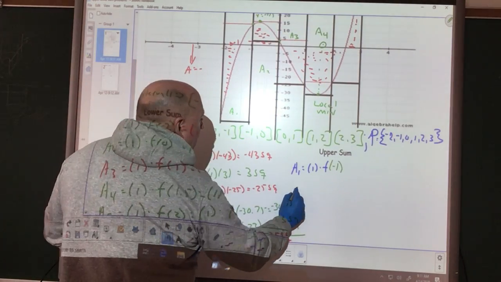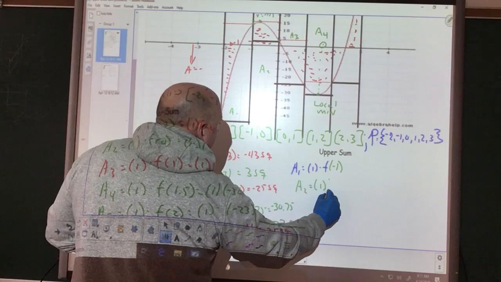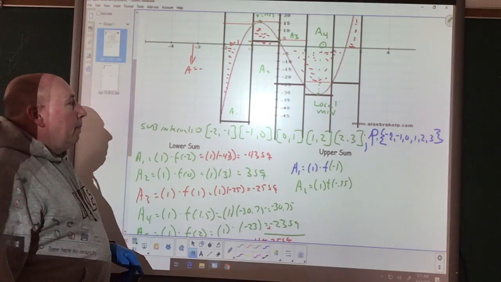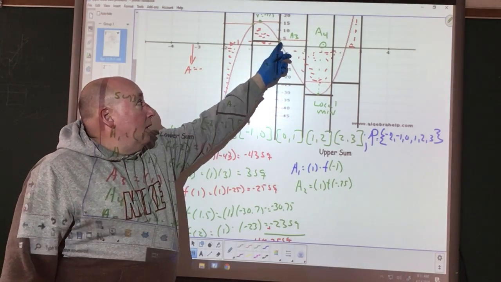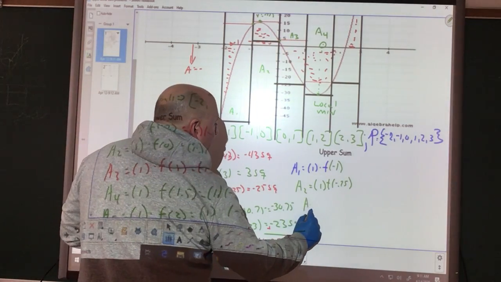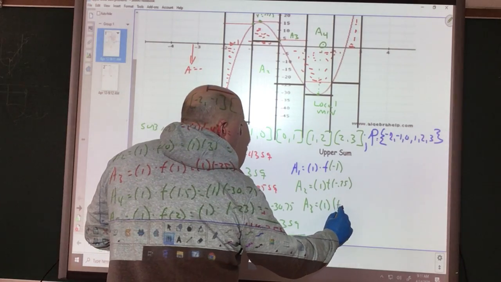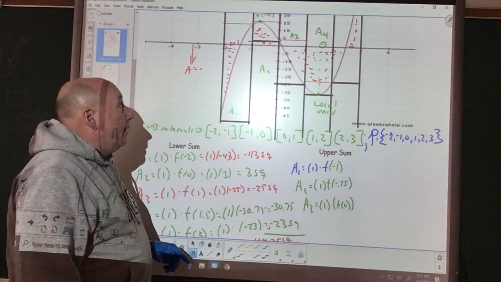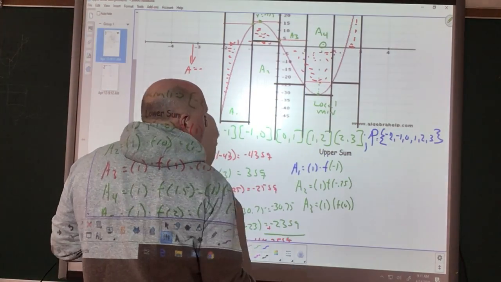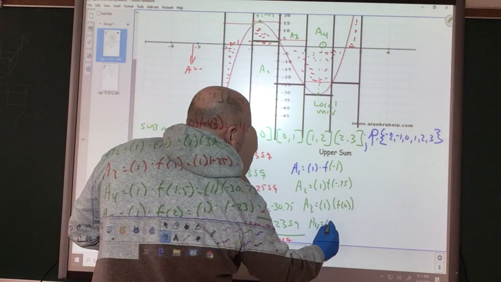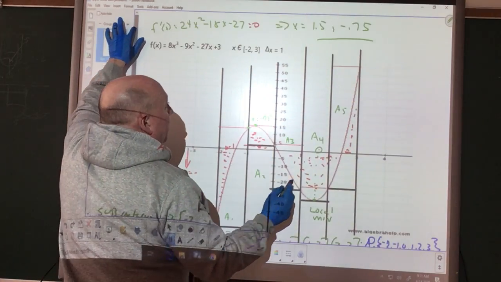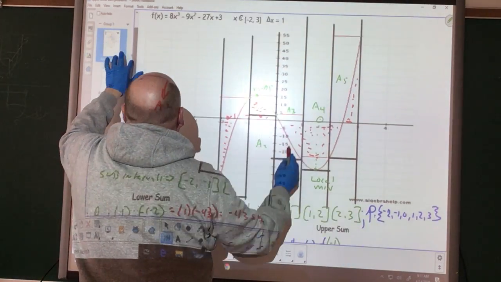So my A2 is going to be 1 times our function value at negative 0.75. This will be my function value at 0. Then we have our function value at 2. And then my last region is my function value at 3.